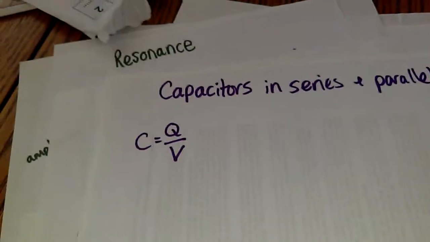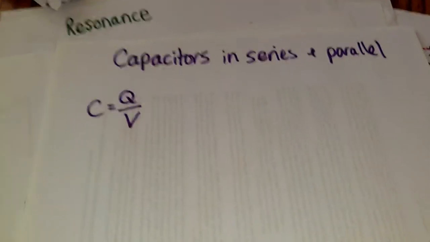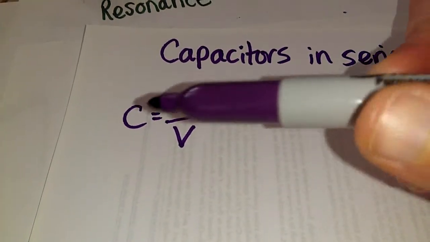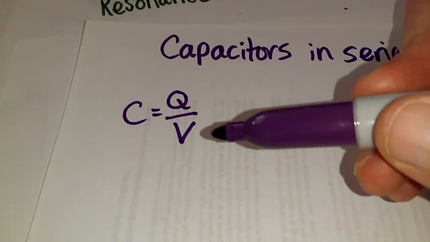Right, let's do capacitors in series and capacitors in parallel. First of all, what's capacitance? Well, it's the charge stored per unit potential difference. Okay, so capacitance is charge per unit potential difference.